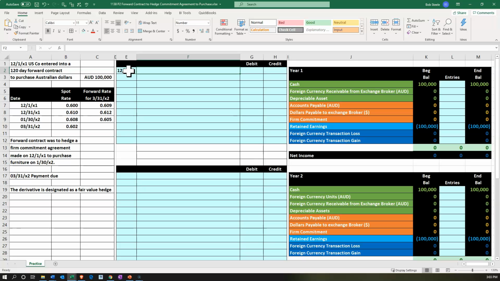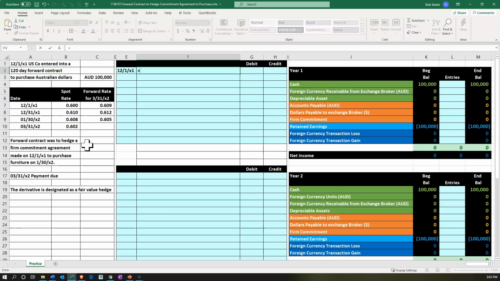12/1/X1. We're not going to put the equipment on the books at that point in time because we're not going to actually purchase it. We just made a contract or a commitment agreement. So we haven't made the purchase at this point in time, but we're going to put the hedge on the books. We're going to put the forward contract on the books.